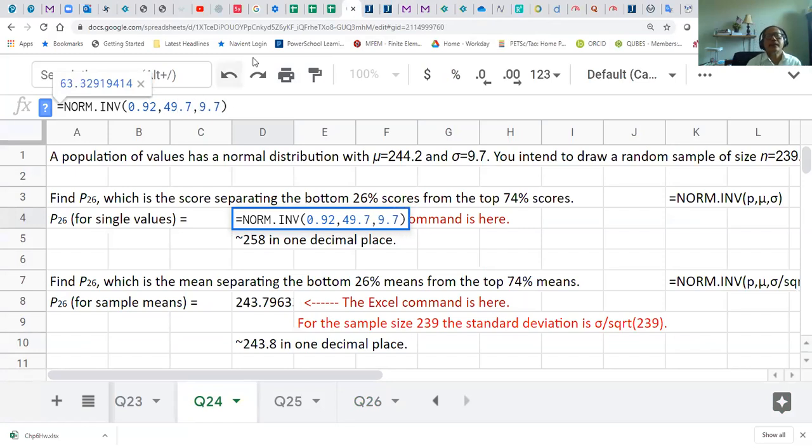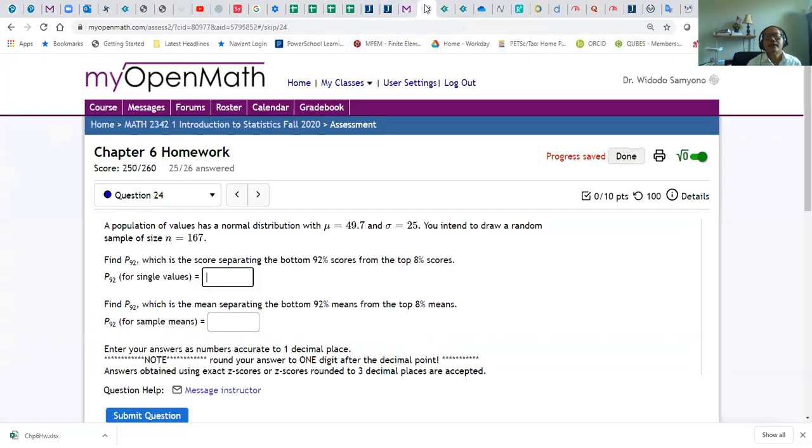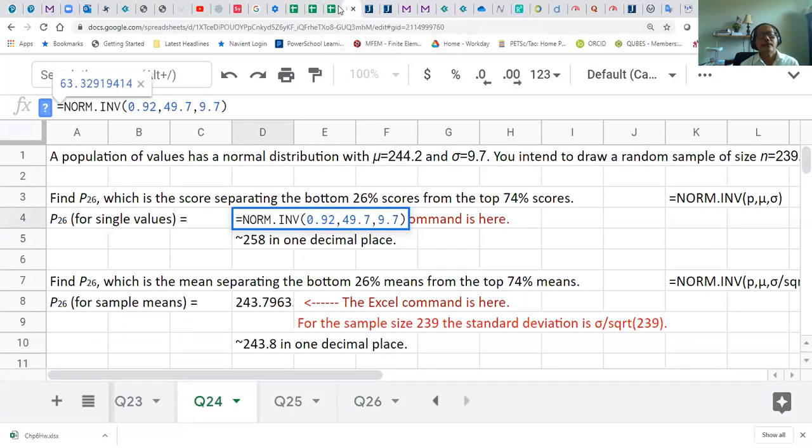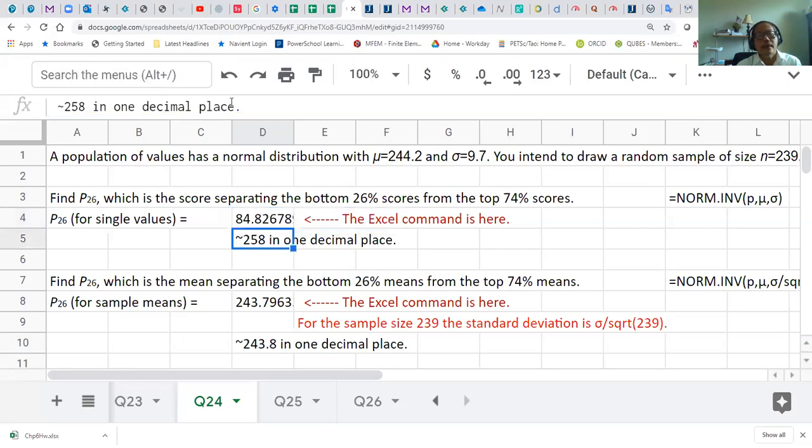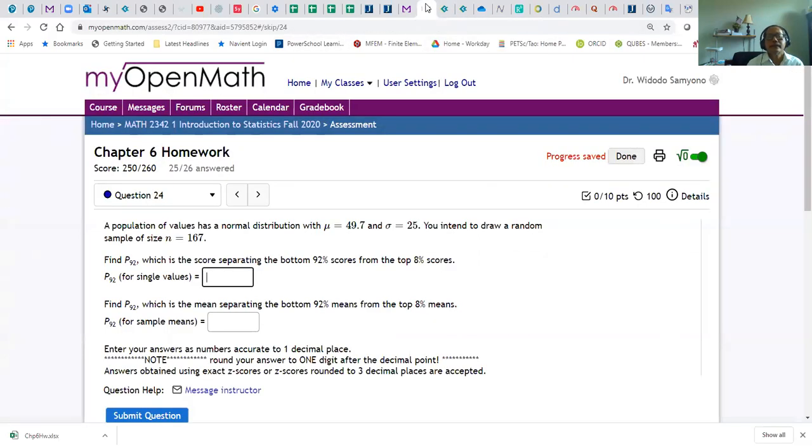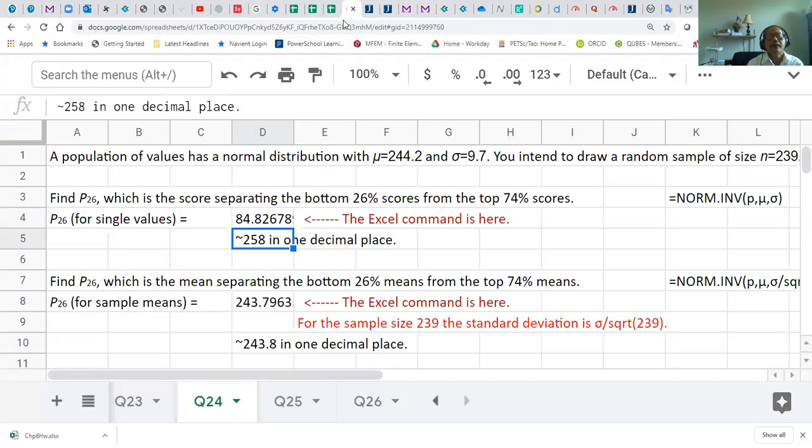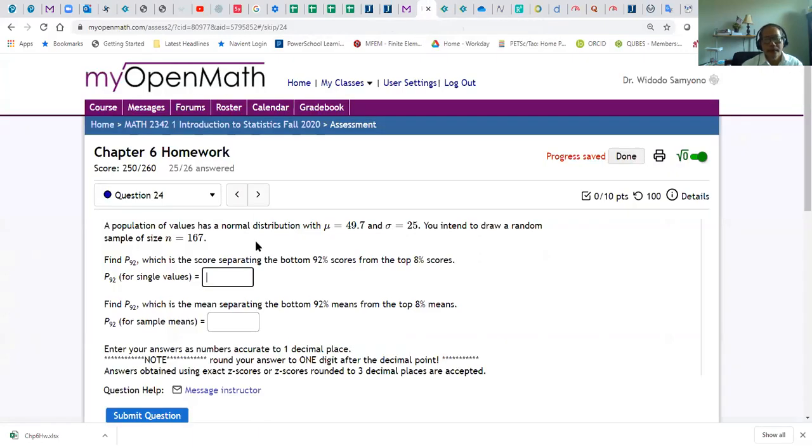And the standard deviation is 25, right? Okay, so how many decimal places do you need to put? One decimal place. So your answer will be 84.8.